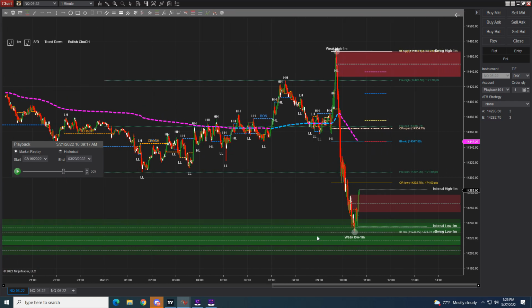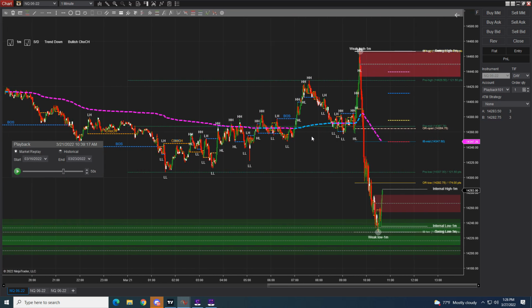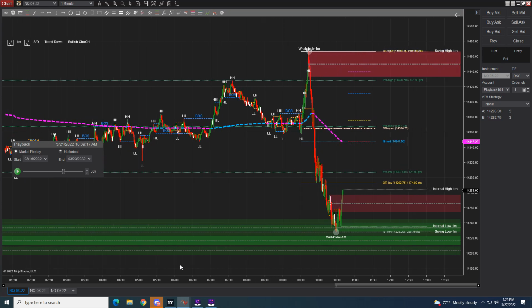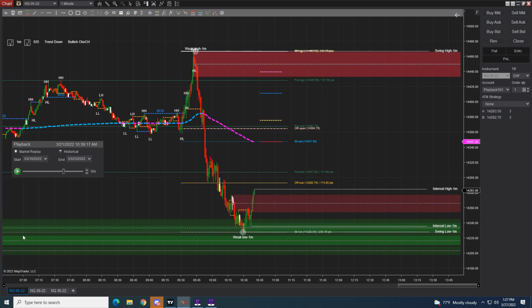I don't know that that would be my first thought. But if I saw the market coming down this hard, right after that fairly substantial up move, then we're coming down that hard with very little interruption.